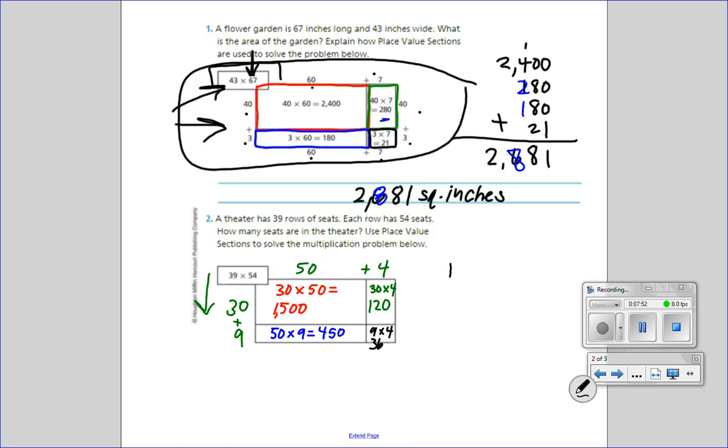So you have 15, and you have to be careful that you copy it correctly. 450, 120, and 36. 6, 5, 10, 11, 2,106. It says each row has 54 seats. How many seats are there in the theater? There's 2,106 seats in the theater.